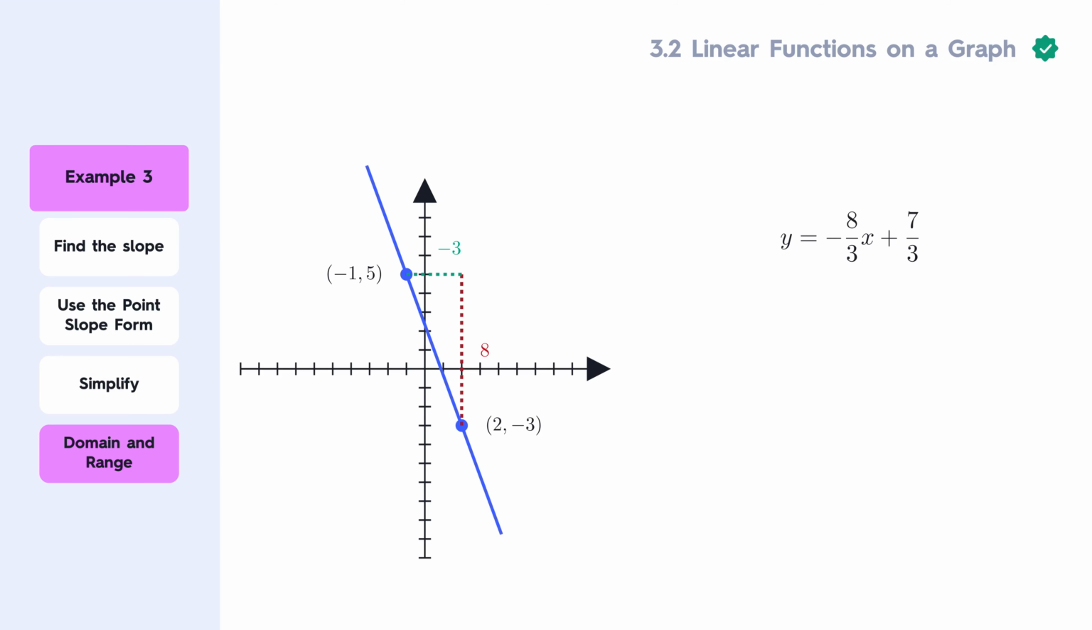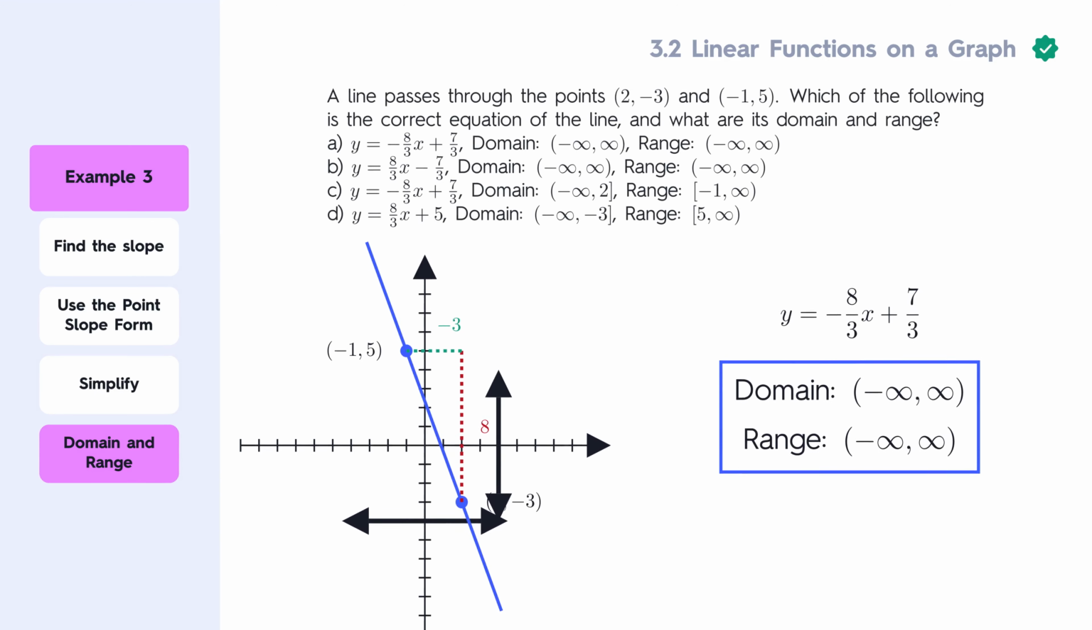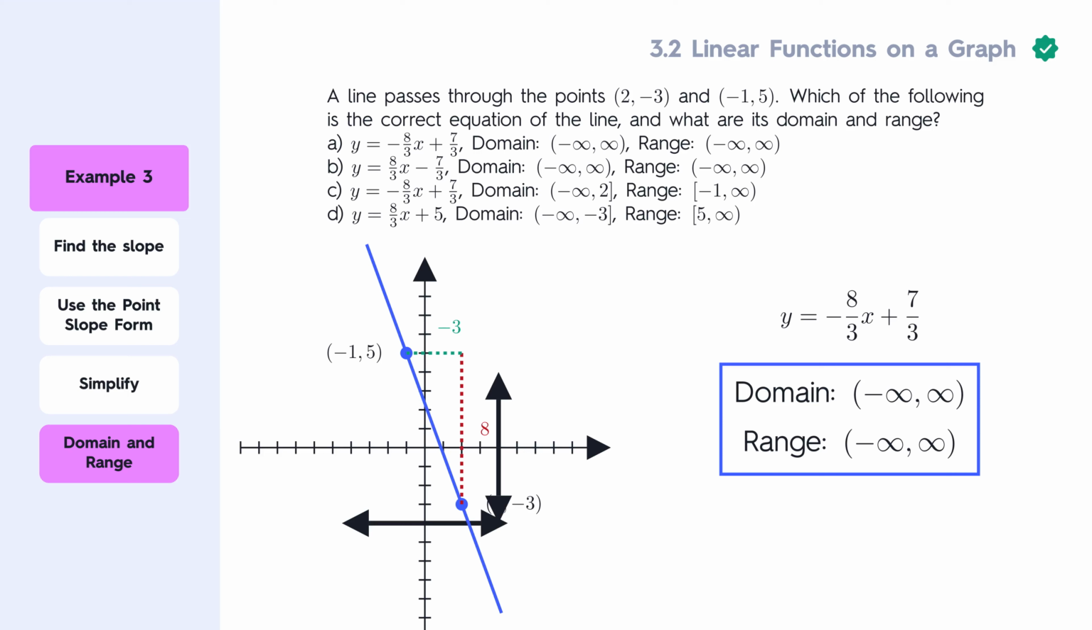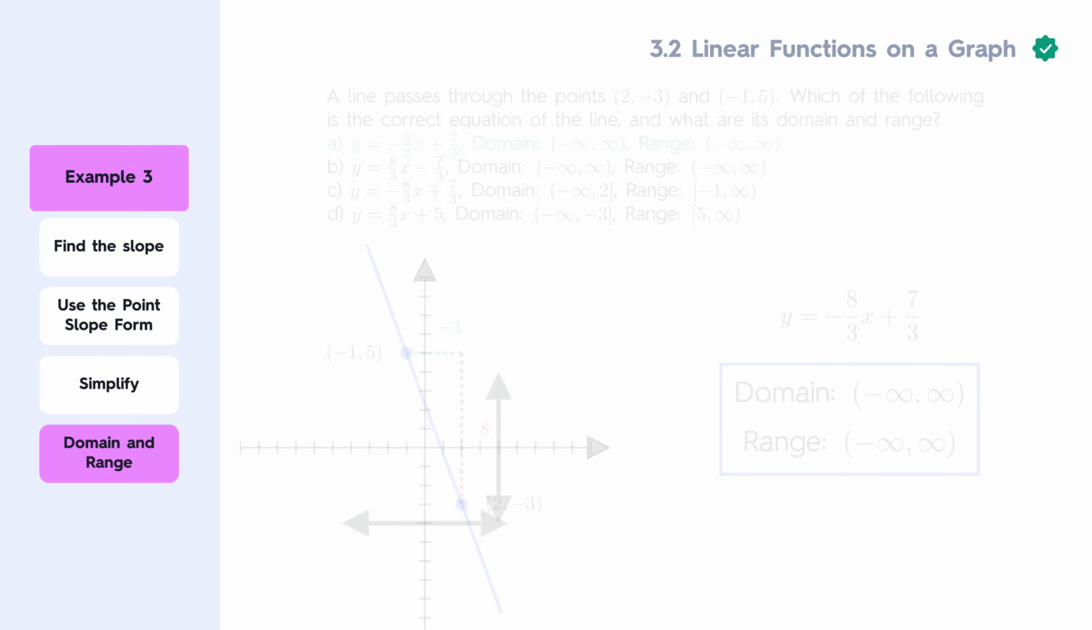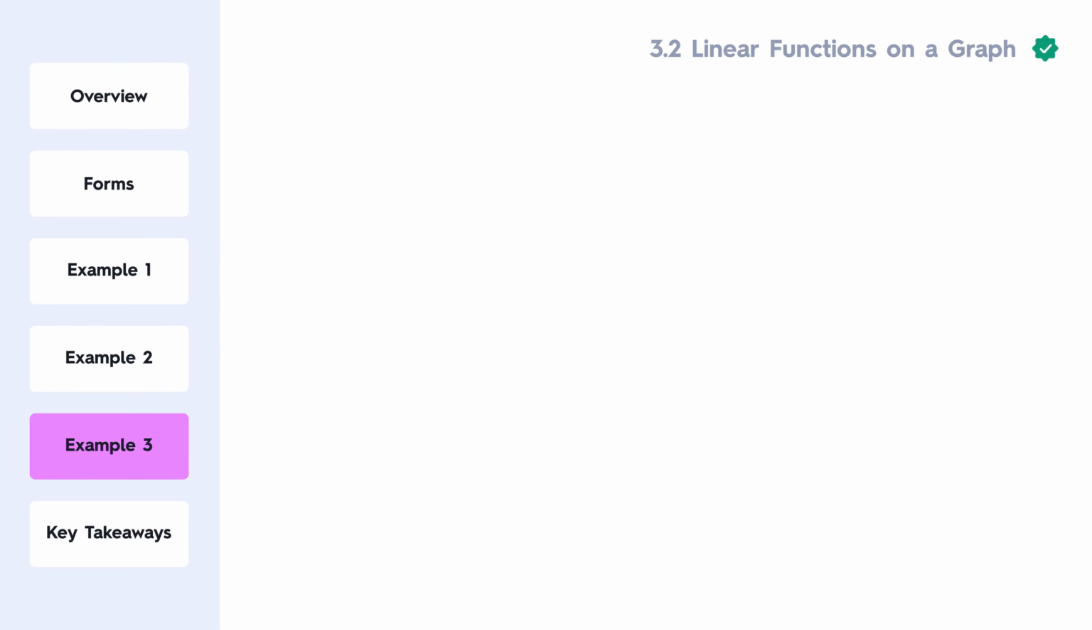For any linear function, the domain is all real numbers because there are no restrictions on the x values. The range is also all real numbers because the line continues infinitely in both directions. Thus, the domain and range of the function are both from negative infinity to positive infinity. Now, let's compare this with the answer choices. The correct answer is A. Great work! You've now successfully solved a more complex problem involving linear functions and their domain and range.